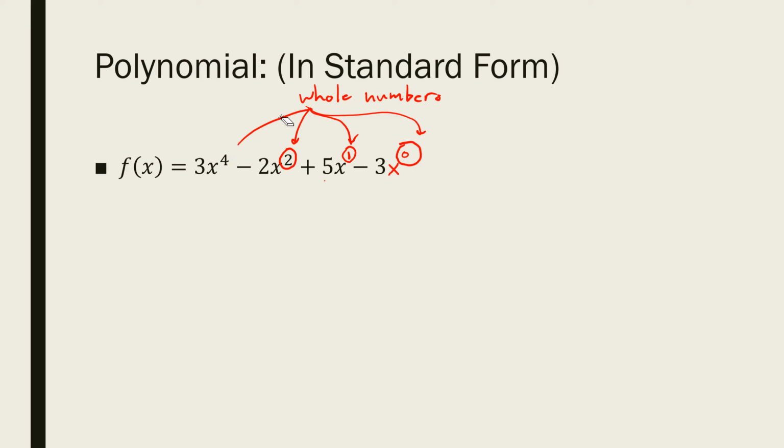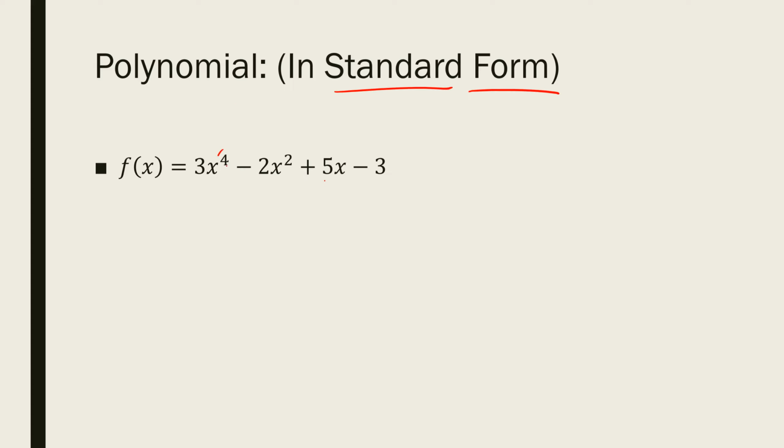There are a couple of parts I need to define in this polynomial. First of all, this is in standard form, meaning it is in order from highest exponent to lowest exponent. So 4, 2, 1, 0, order from highest to lowest. So it's in standard form. Next, we need to define the degree. The degree of a polynomial is the highest exponent. In this case, it is 4. So the degree of the polynomial is 4.